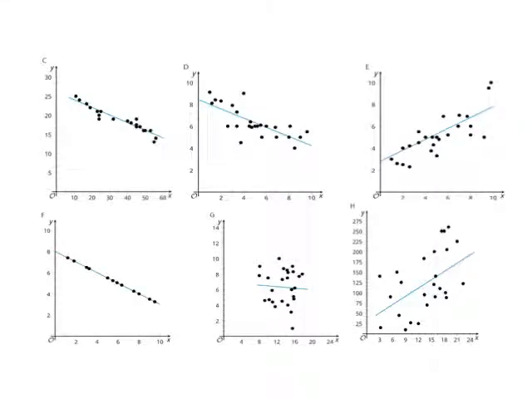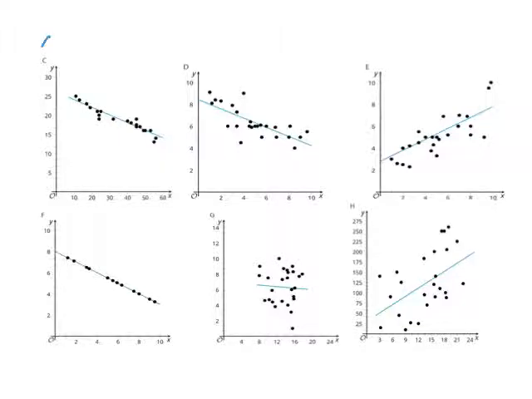Here are the remaining 6 scatter plots. So between this slide and the one previous, go ahead and pause the video, try to do the match of the scatter plots and the R values, and then I will go over the answers. All right, your answers are as follows.